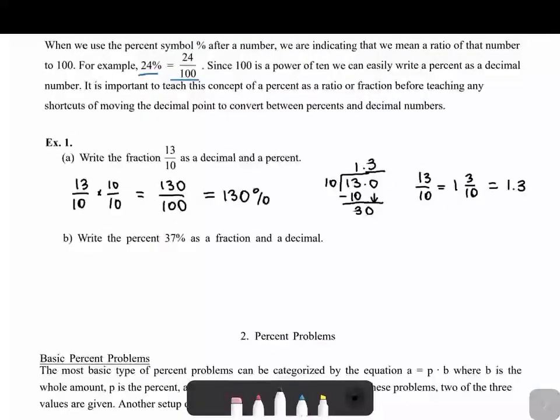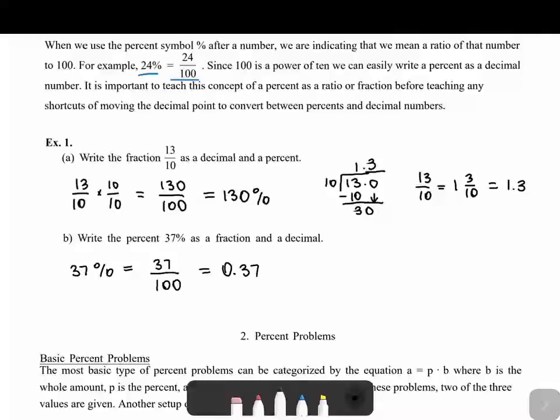Okay, the next one, part B, says write the percent 37% as a fraction and a decimal. So 37%. Based on our definition of a percent, we just take the number in front of the percent sign and put it in our numerator as a fraction over 100. And then we know how to convert this to a decimal really easily. This is 0.37. Okay, so these were just a couple quick examples. Like I said, you should have seen something like this before somewhere.